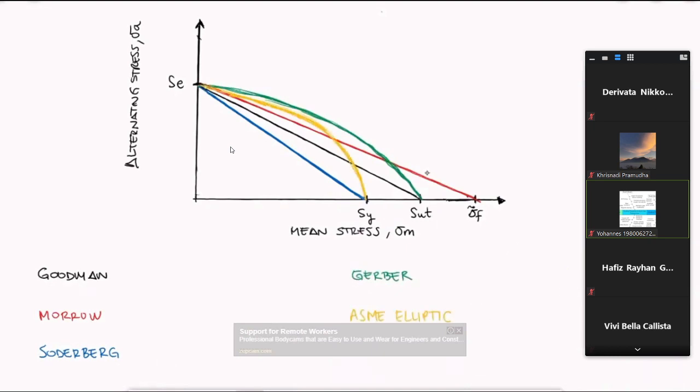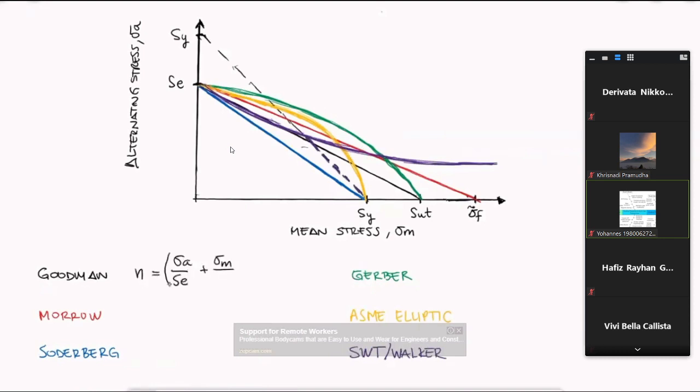One criterion that does not simply attempt to fit experimental data is the Smith-Watson-Topper criterion. It uses theoretical bases and strain life methods to delineate the boundary. And since it doesn't converge to 0, it's usually used in combination with the yield strength line we discussed before. Mathematically, there will be a design equation for each one of the criteria.